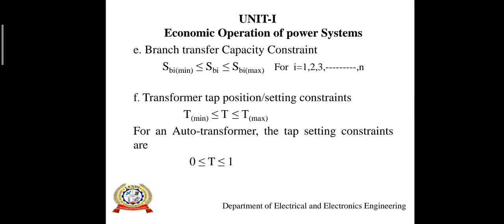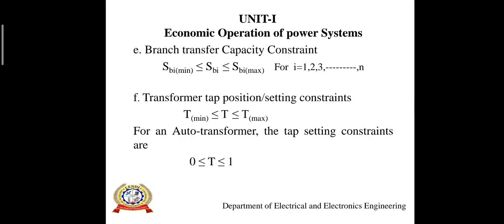That's why we are writing SBI minimum less than or equal to SBI less than or equal to SBI maximum, where I equals 1, 2, 3 up to n, where n is the number of branches and SBI is the ith branch transfer capacity in MVA. So this is the branch transfer capacity constraint.